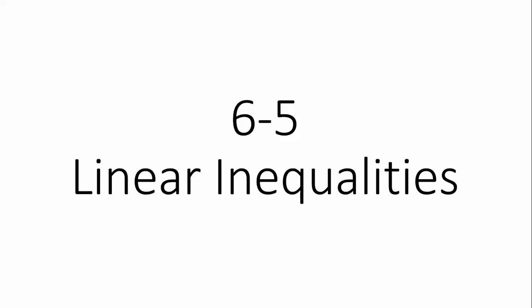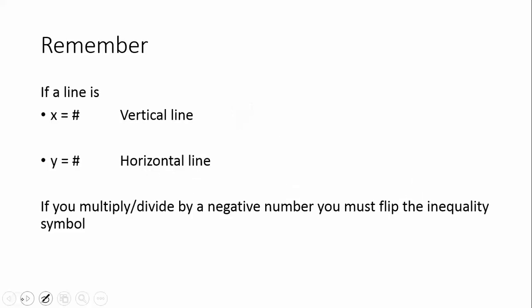Section 6.5 is titled Linear Inequalities. So first I want you to remember that if we had an equation that was x equals some number, it was a vertical line, and if it was y equals some number, it was a horizontal line.